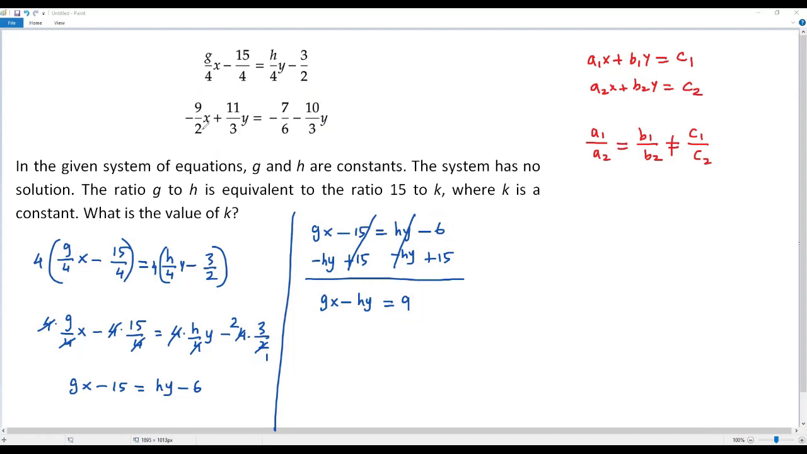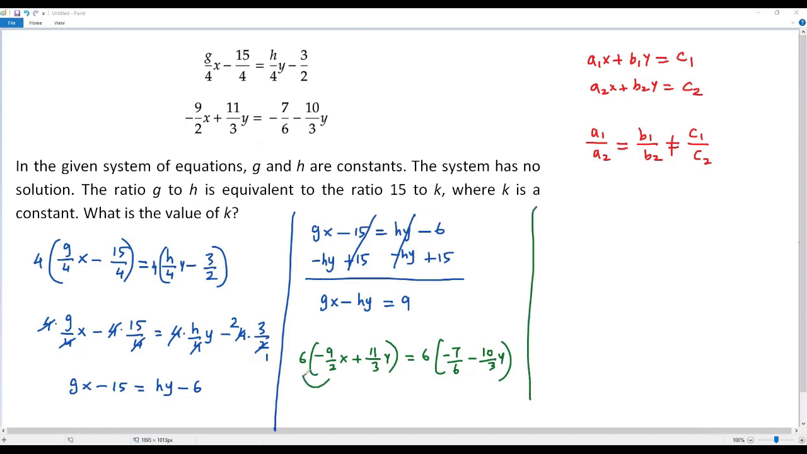First, we have to get rid of the denominators 2, 3, 6 and 3. The least common multiple of these denominators is 6. We can multiply both sides of this equation by 6 to get rid of the denominators. That is 6 times (−9/2)x + (11/3)y equals 6 times (−7/6 − (10/3)y).